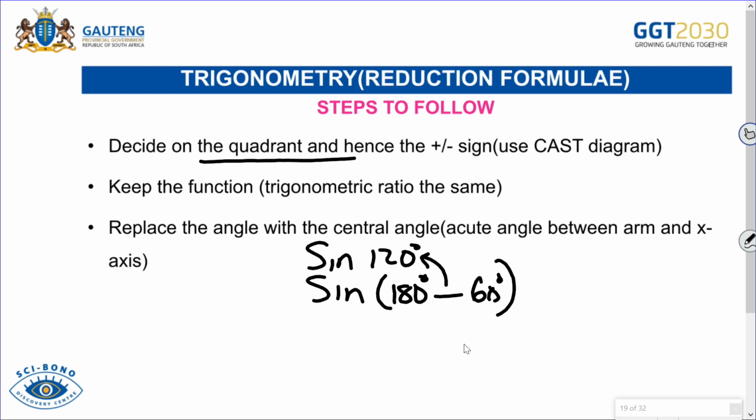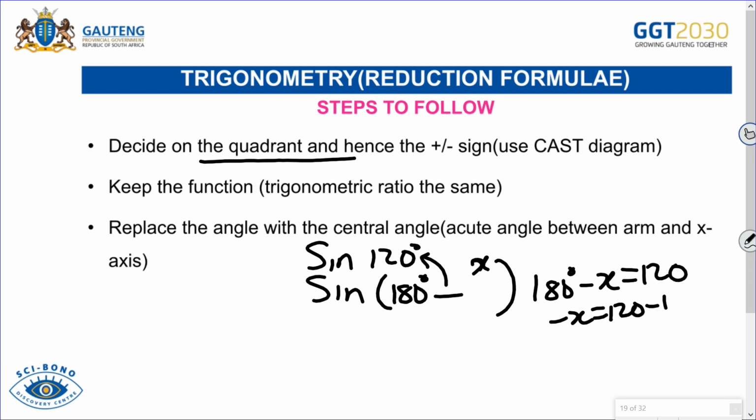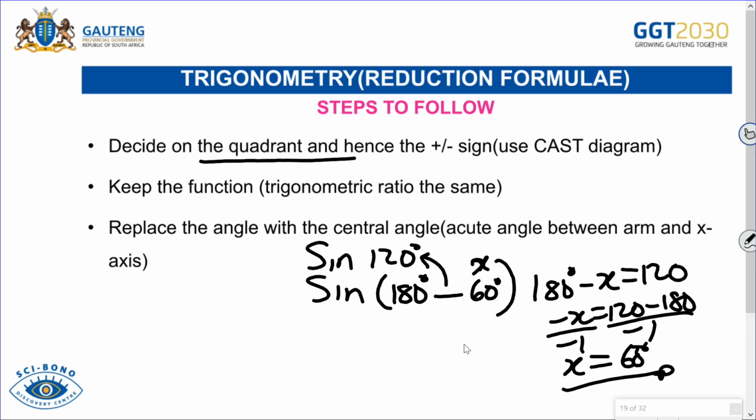So whenever you are solving for this, let's say it's an unknown, you couldn't find the 60 degrees. So you'll say, okay, 180 degrees minus the unknown equals 120 degrees. Then you take 120 minus 180, and divide by negative, divide by negative. Then your x is going to be positive 60 degrees. So always you must write this acute angle. So if I say 180 minus 60, I'll get positive 120.